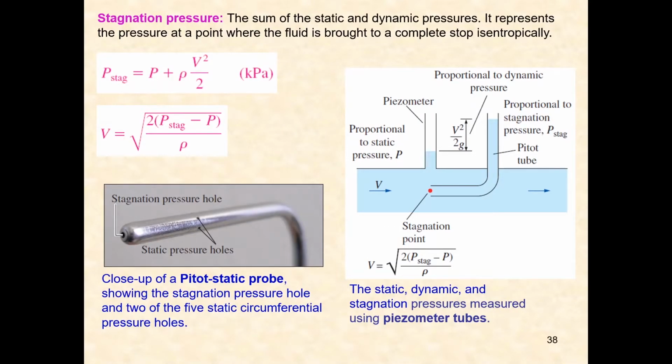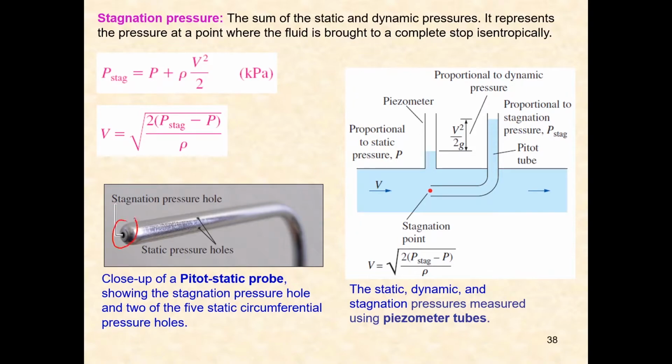Next is the definition of stagnation pressure. Stagnation pressure is the sum of static and dynamic pressures. It is useful in measuring the velocity of a flowing fluid. An example of an application that uses stagnation pressure is the pitot static probe. On the probe, there are several holes to capture both static and dynamic pressures.